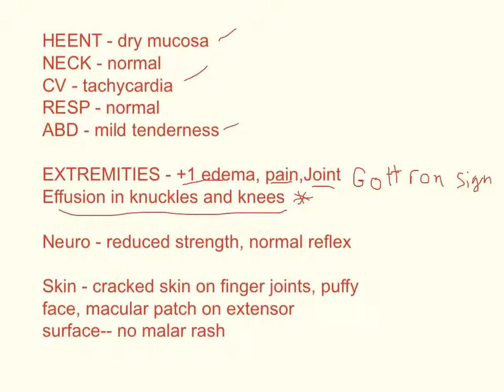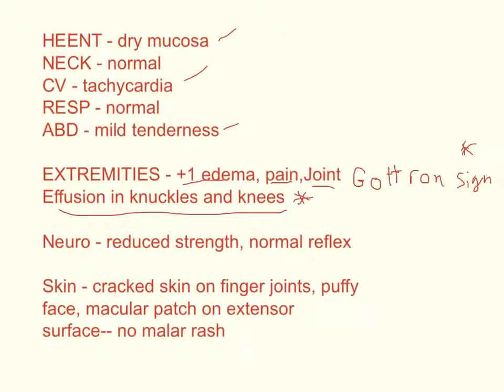And so this is what would distinguish dermatomyositis from lupus, because a lot of the findings of DM and lupus are the exact same, but in lupus you have the rash covering the entire surface of the fingers, whereas in dermatomyositis it's only on the knuckles. And same down here with the skin, you have cracked skin on finger joints, puffy face, and a macular patch on extensor surface. So the extensor surface of what is what I'm wondering. It didn't actually say, but if it's on the extensor surface of the hand knuckles, that is Gottron's sign. This macular patch or this rash on the knuckles is one of the key signs for dermatomyositis.